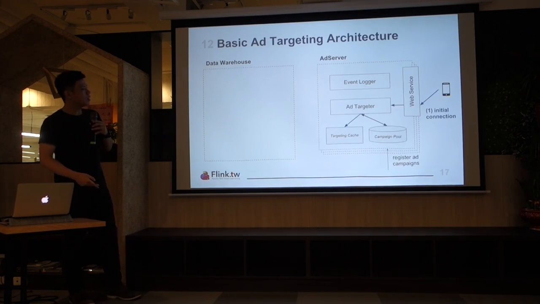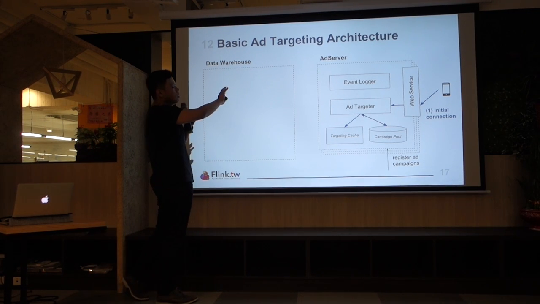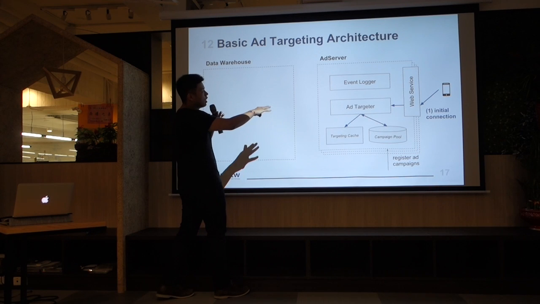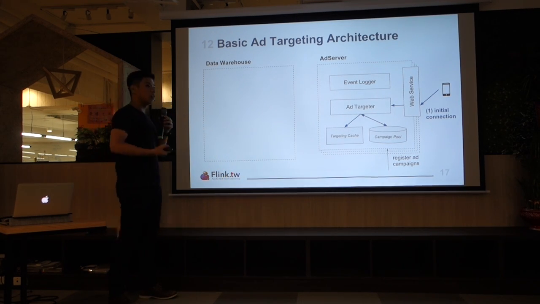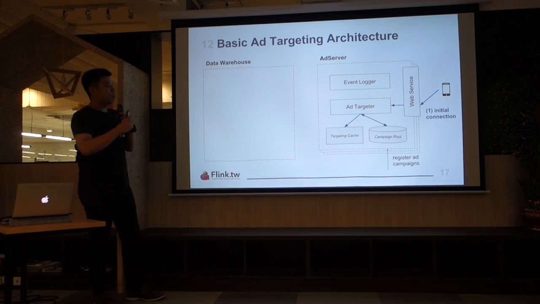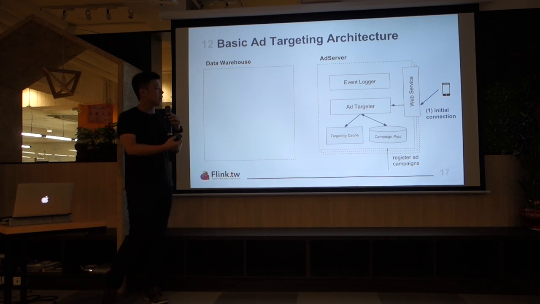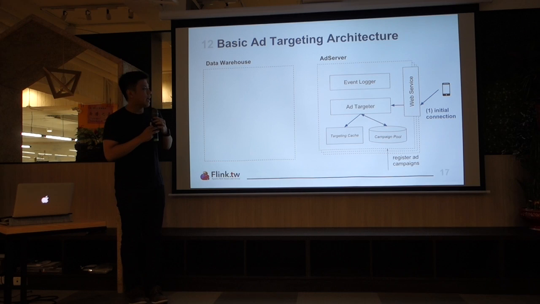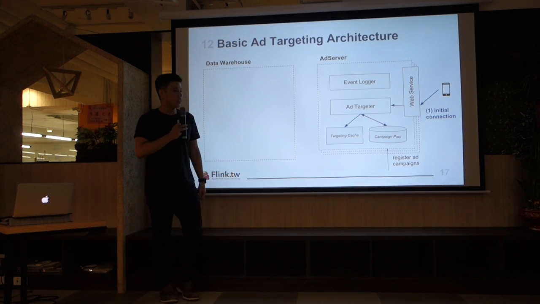So how this is done in architectural view is, I'll need to just elaborate a bit on how the ad server works, the flow of the request, and then we'll go into the data warehouse part. So we have a web service that we collect web client requests. And the first action of this is an initial connection.